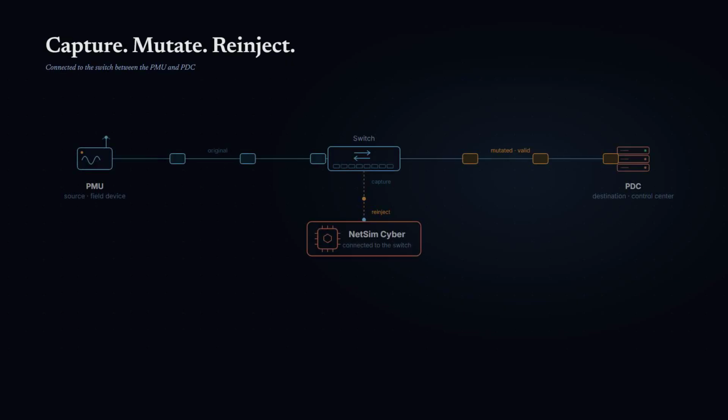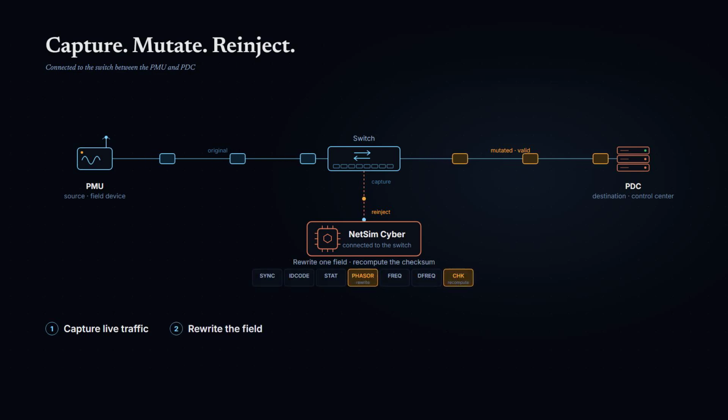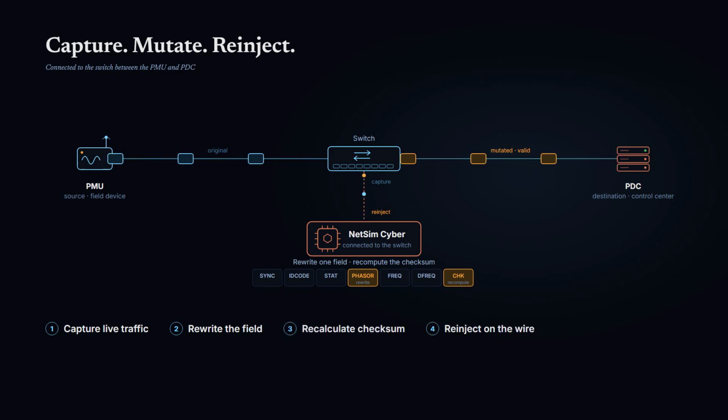NetSim Cyber connects to the switch between the field device and the control center. It captures the live protocol traffic, rewrites it at the field level, and re-injects it through the switch. Every modified packet has its checksums recalculated, so it stays valid and indistinguishable from legitimate traffic. This is protocol-aware mutation, not generic fuzzing.